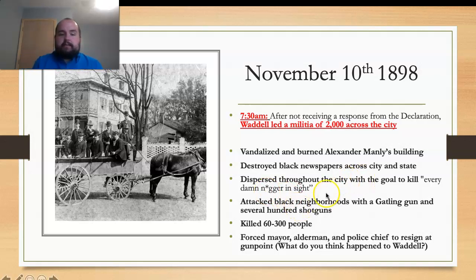They attacked black neighborhoods, which actually, as you can see a little bit here in this photo, with a Gatling gun on the back of a wagon and several hundred shotguns, reportedly. As you might imagine, there's a very wide range of reports on how many people died. It is estimated anywhere between 60 to 300 potentially died in these riots. Also, they forced the mayor, the alderman, and the police chief of Wilmington at the time to all resign at gunpoint.